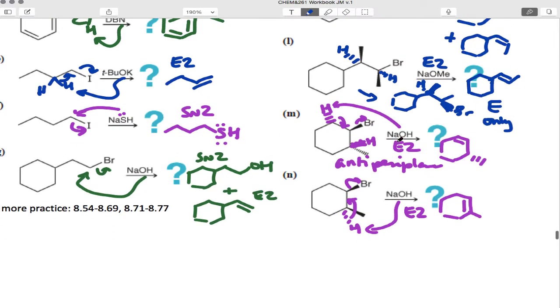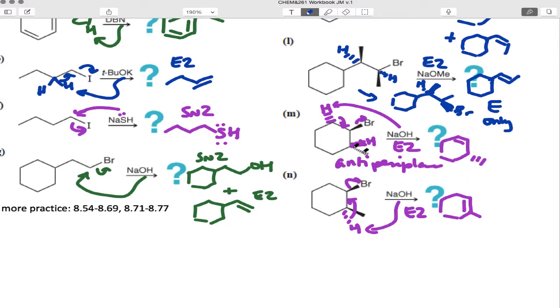And then here for E2, I'm going to have a small, strong base come in, and again, antiperiplanar. This hydrogen that's beta is on the same side as the leaving group, so I'm not going to grab this hydrogen, I'm going to grab this one. So that's why I get this product here.